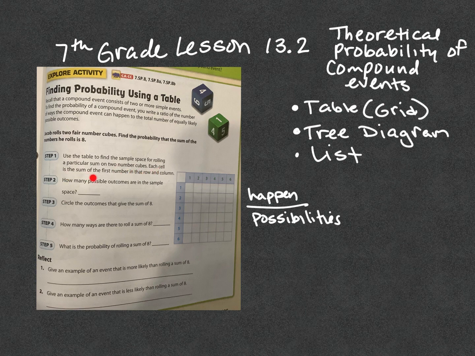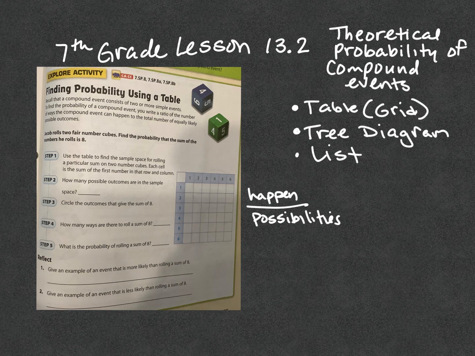Each cell is the sum of the first number in that row and column. These are the cells they're referring to, and we're going to have to fill in all of the sums, the addition of these all together. Sort of like a multiplication grid, but this one's addition, because we're just adding the number cubes, the sum. So the reason they have 1 through 6, just in case that wasn't clear, is this is representing all of the possibilities of 1 number cube, and this is representing all of the possibilities of the other number cube.